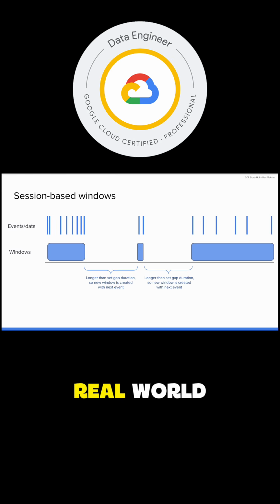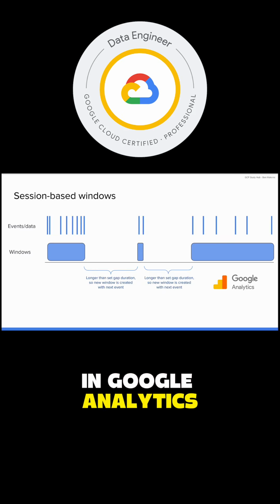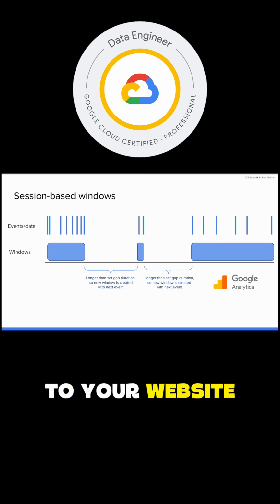One example of this in the real world that you might be aware of is the definition of a session in Google Analytics. The gap duration in Google Analytics is 30 minutes, meaning that if a user comes to your website, that visit to your website continues until they have no activity for 30 minutes.